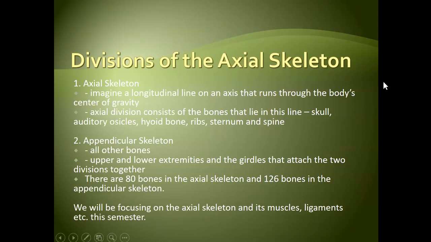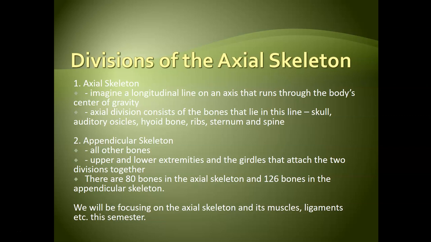When we look at the skeleton, it's divided into two areas. There is the axial skeleton and there is the appendicular skeleton. The axial skeleton is on a longitudinal line on an axis that runs through the body's center of gravity, so from the head right down through. In this division, we have the skull, the bones found in the ear called the auditory ossicles, the hyoid bone, which is found in the neck, all the ribs, the sternum, and the spine. It is this first area that we are taking in this first semester of Clinical Anatomy 1, all the anatomy, muscles, and soft tissue relating to the axial skeleton we will be taking this semester.